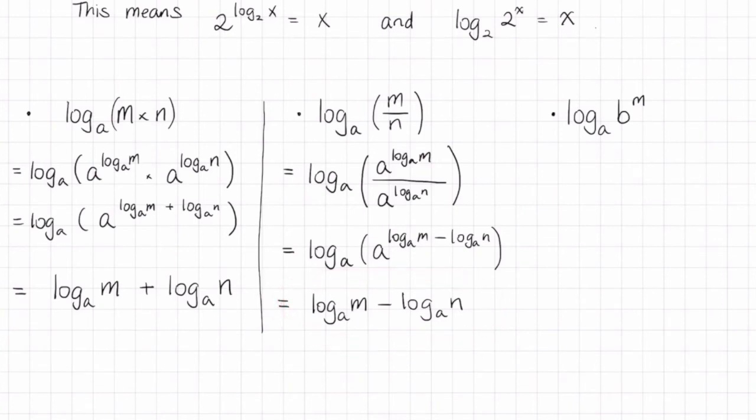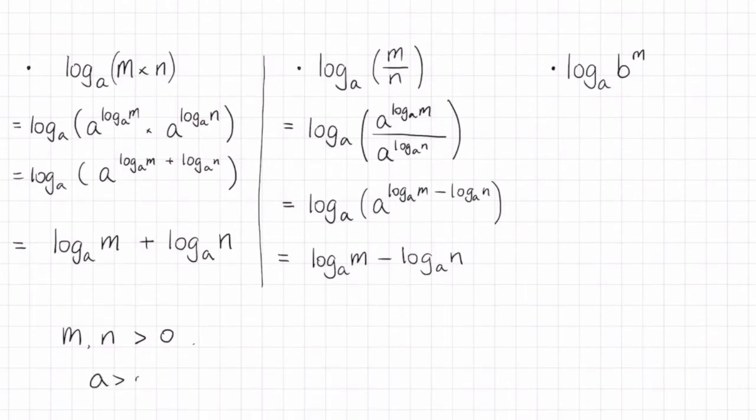Okay, and it's important here at this point to note that m and n are positive numbers. A is also positive, but a is also not 1 there. And for the last proof here, b is also positive. B has to be positive as well.